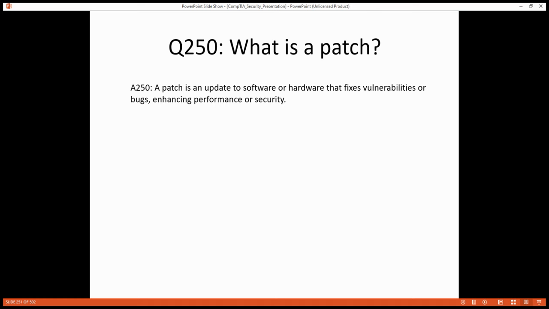Q250. What is a patch? A 250. A patch is an update to software or hardware that fixes vulnerabilities or bugs, enhancing performance or security.